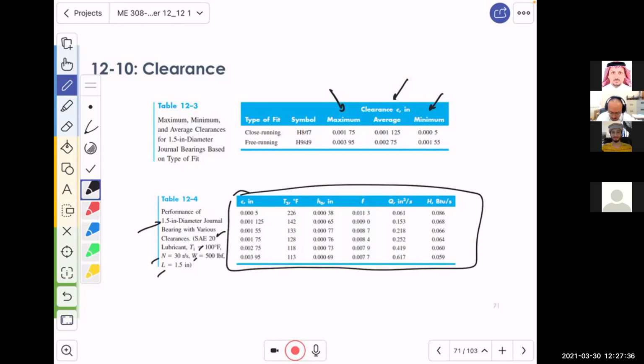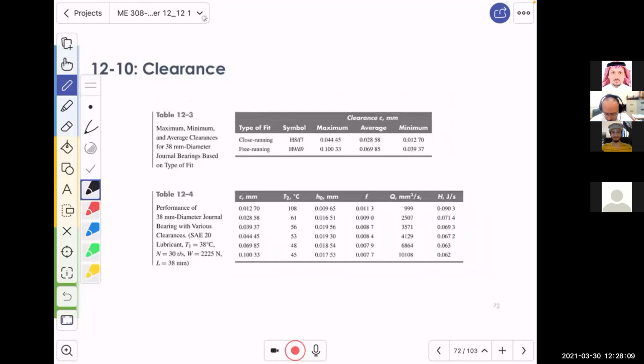You see that as the clearance increases, we have a temperature drop, friction changes, Q changes, and the heat changes as well. So this is just an analysis to show you that as the clearance changes, things change with it. This may put you in a little bit of a challenge on knowing exactly what's going on in the bearing after some time, but this is something to be aware of. These are the same table, but in millimeters, in SI units.